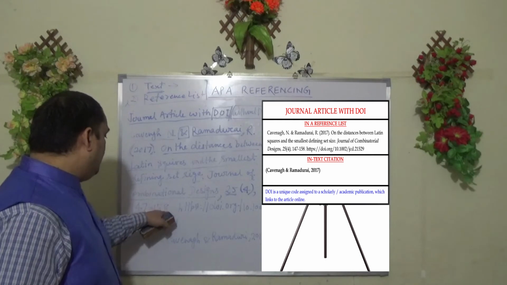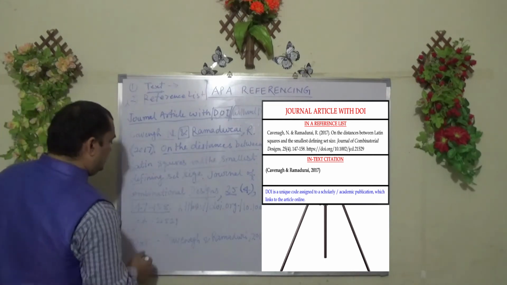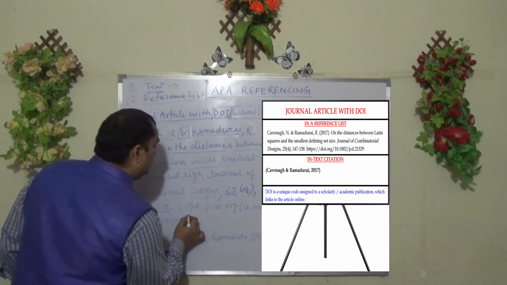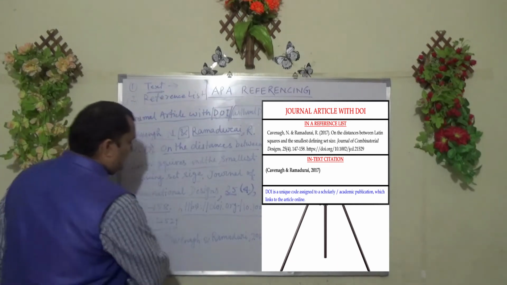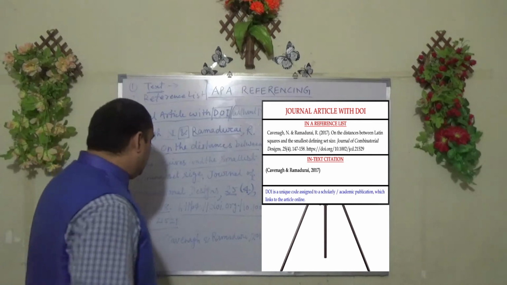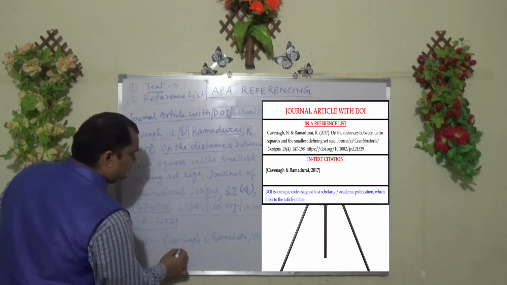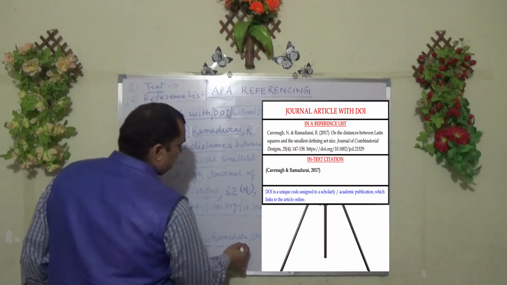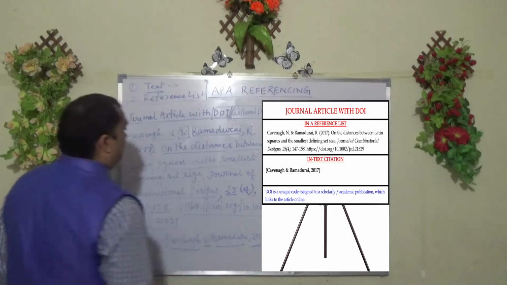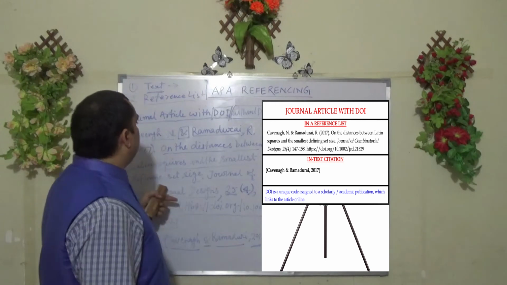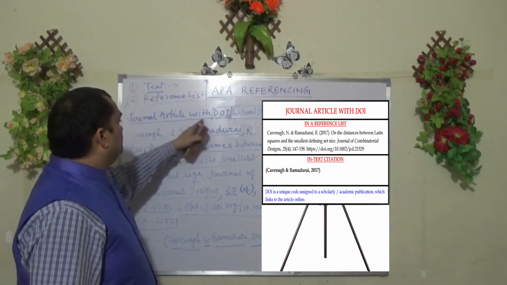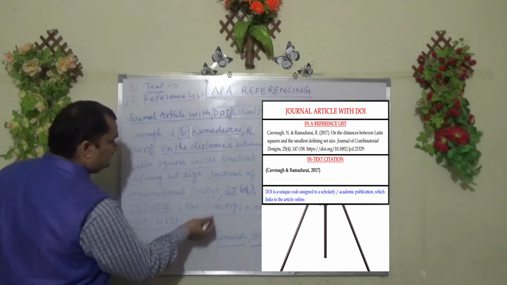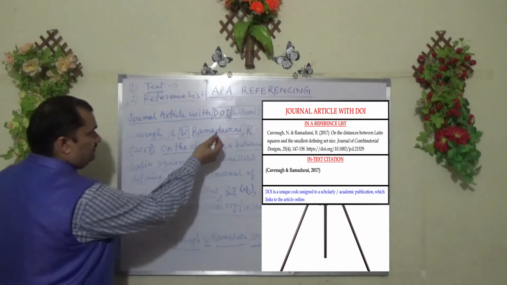So 147-150, these are the pages in which this article was published. And suppose there is a digital object identifier, so we put a dot and then add the digital object identifier address. And when we cite in text, it is simple. In brackets we write the surname of the first author, separated by an ampersand sign from the surname of the second author, comma, the publication year. So you can see both the cases in the images, with the digital object identifier and without it. So this we discussed for when the digital object identifier is available.